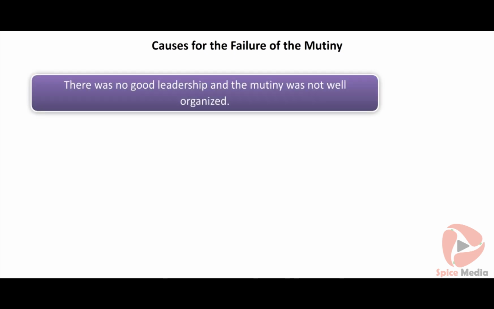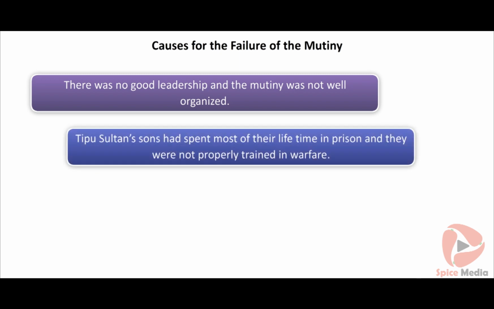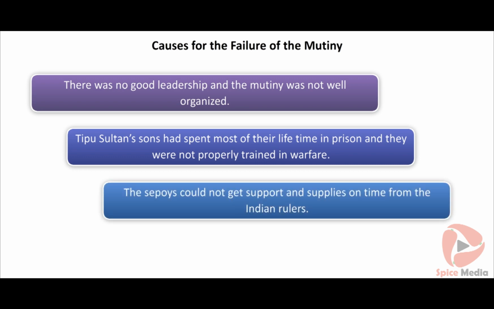Causes for the failure of the mutiny. There was no good leadership and the mutiny was not well organized. Tipu Sultan's sons had spent most of their lifetime in prison and they were not properly trained in warfare. The sepoys could not get support and supplies on time from the Indian rulers.